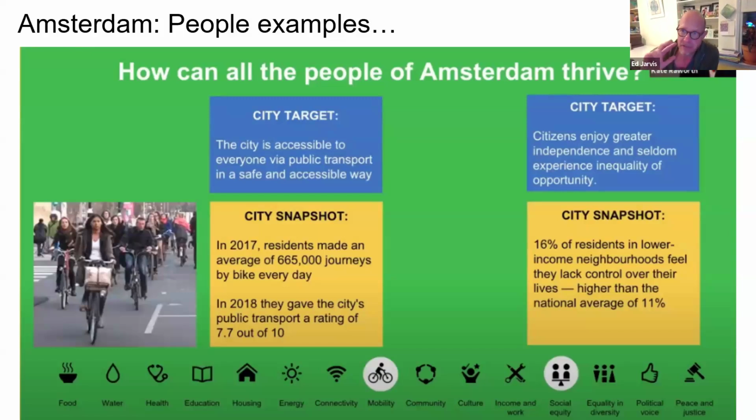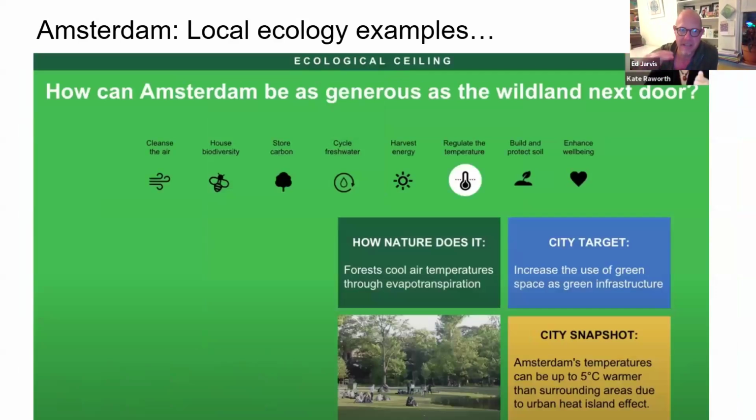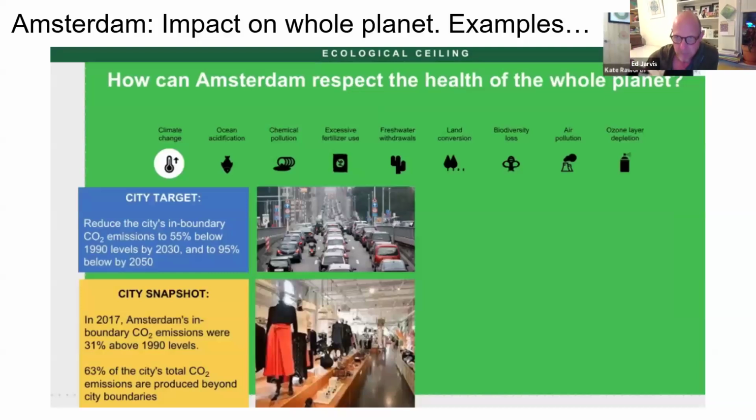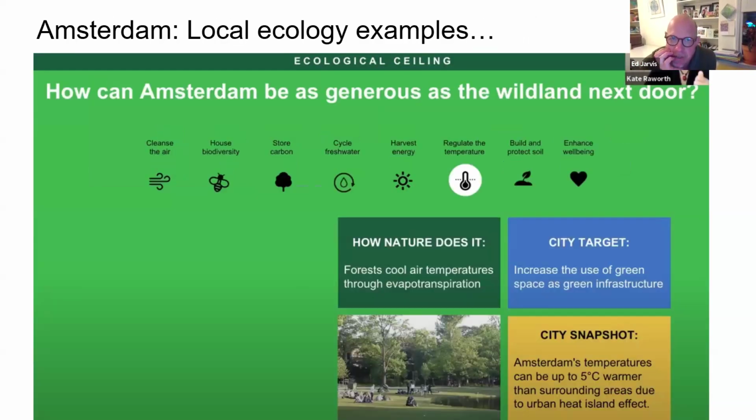So they've looked at things through 3 different lenses. There's 3 slides I'm going to show you on Amsterdam. This first one's the people side, so the social fabric side. The next one is a local ecological slide, and the third one is around Amsterdam's impact on the whole planet. So just coming back to that first one, the people level slide.